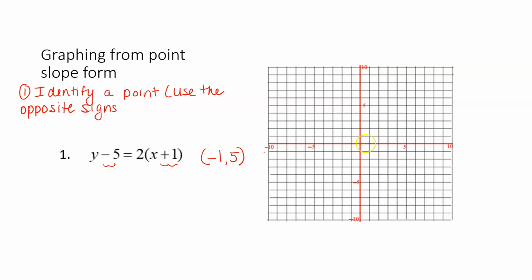I'm going to go to x is -1, +5. So I'm going to plot right there. Okay, and then I'm going to find the slope, which is right here. So then we're going to use the slope to plot more points. This is slope. So from there, my slope is 2, so I'm going to go up 2 over 1, up 2 over 1.